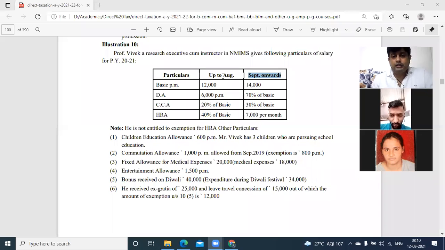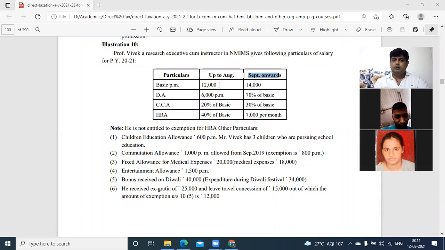So if it would have been 5 months, then the remaining 7 months we need to consider. Try to understand, it's not only applicable for basic, but also for whatever important allowances we have. It might be your DA, it might be your CCA, it might be your HRA, and so on and so forth. Is this clear? So everywhere there will be computation month-wise. Scaling was based not only on basic, but scaling was there for other allowances also.